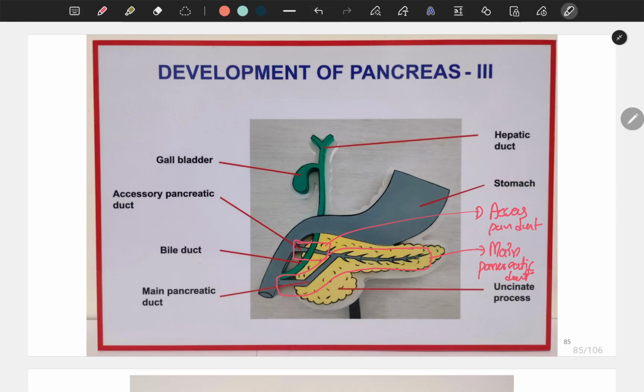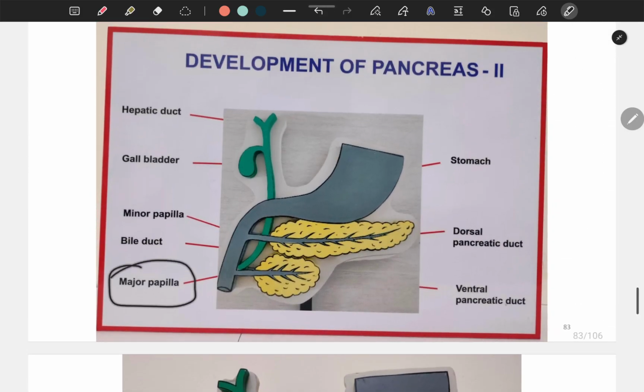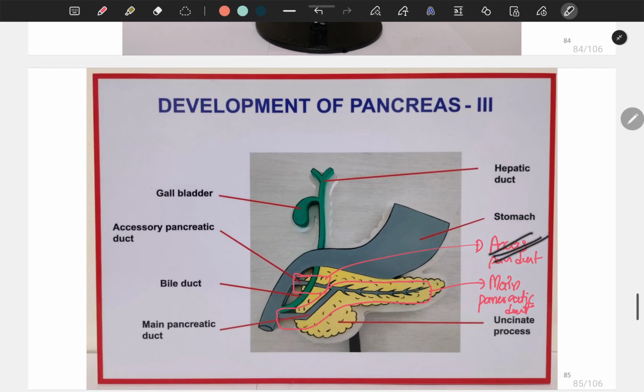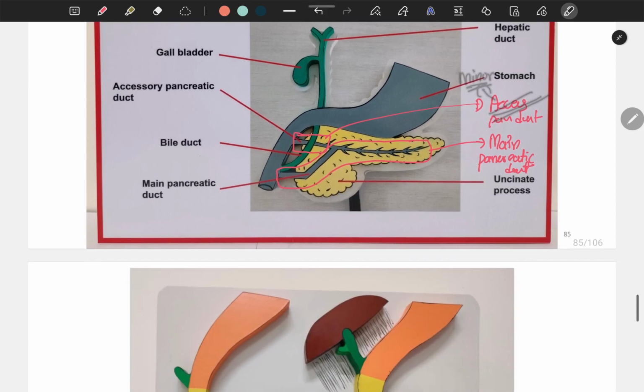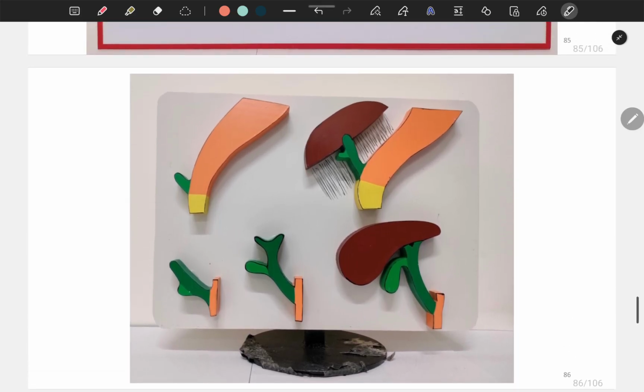Okay. So this main pancreatic duct opens into the major papilla, and the accessory pancreatic duct opens into the minor papilla, the minor duodenal papilla.